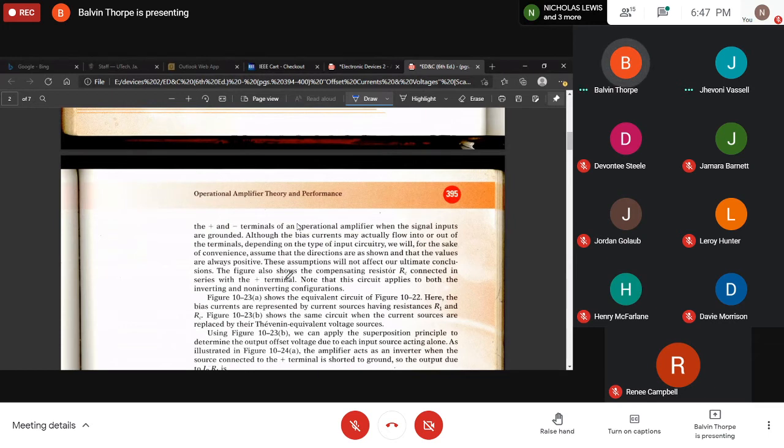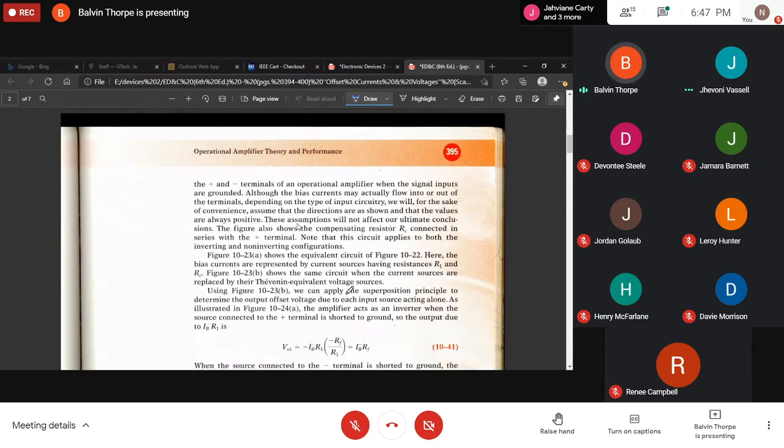The figure also shows the compensating resistor RC connected in series with the positive terminal. Note that this circuit applies to both inverting and non-inverting configurations.